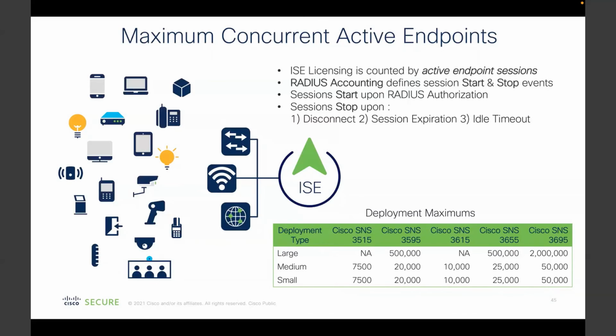And so when we talk about maximum concurrent active endpoints, basically that's the number of active sessions you can have at any given time from these RADIUS start and stop events. And so at the bottom there, I put the deployment maximums because, again, depending upon what appliances you have for your PAN and M&T nodes, that determines the overall maximum deployment size that you can have.